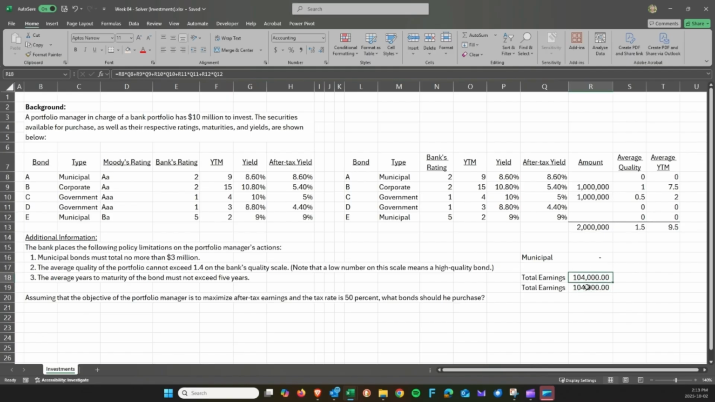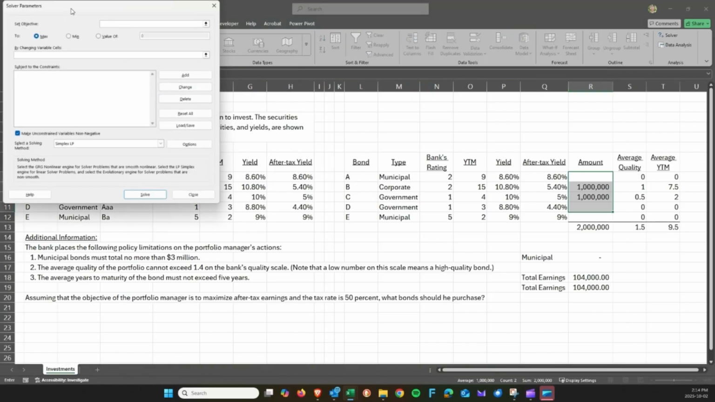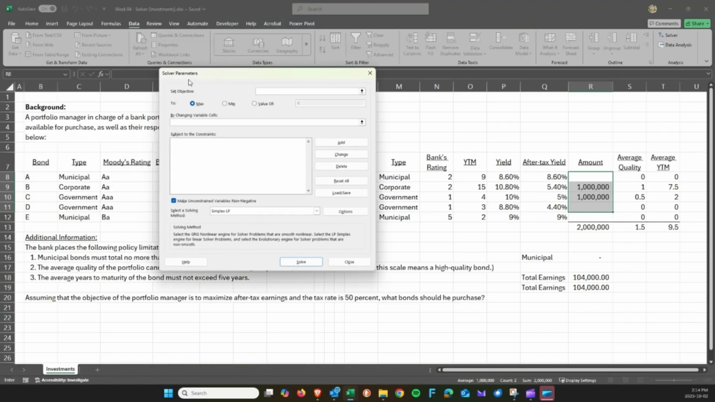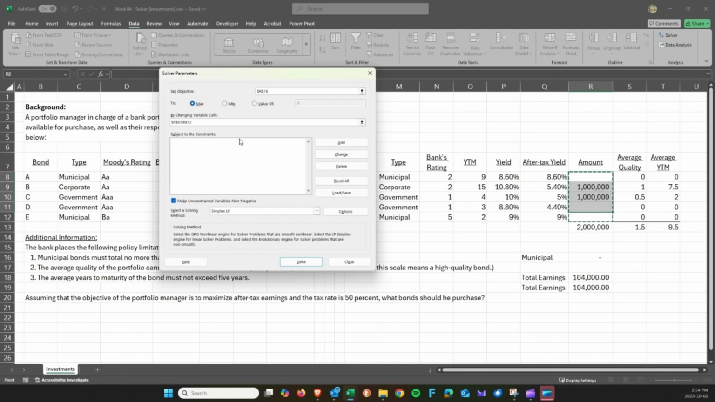I want to maximize my total earnings associated with my portfolio by allocating $10 million here. Let's now go into Solver. All right. So in my Solver parameters dialog, I have to set what my objective is. We just went over this. My objective is to maximize my total earnings. So I select the cell where I'm calculating total earnings and I specify it to a maximum value. What I'm changing here is the amount to invest within each bond.